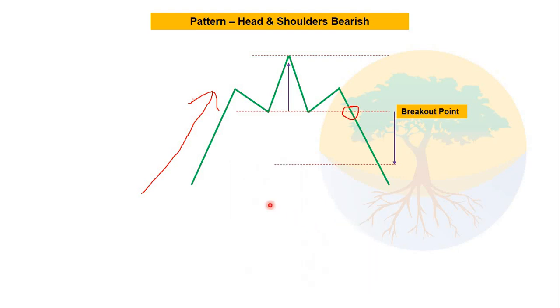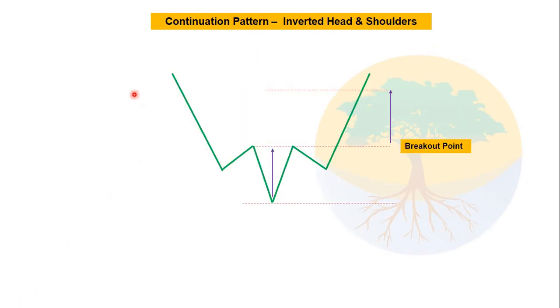Now on the other side, we have got what is called an inverted head and shoulders. In this case, price is trending downwards. As it trends downwards, it hits a point of support and the price starts to correct, going the other direction. But then it hits a resistance, comes down, and it forms the head. Then it moves up again, and it bounces off the neckline that is formed on the other side. Then it moves downwards again, and then continues moving upwards.